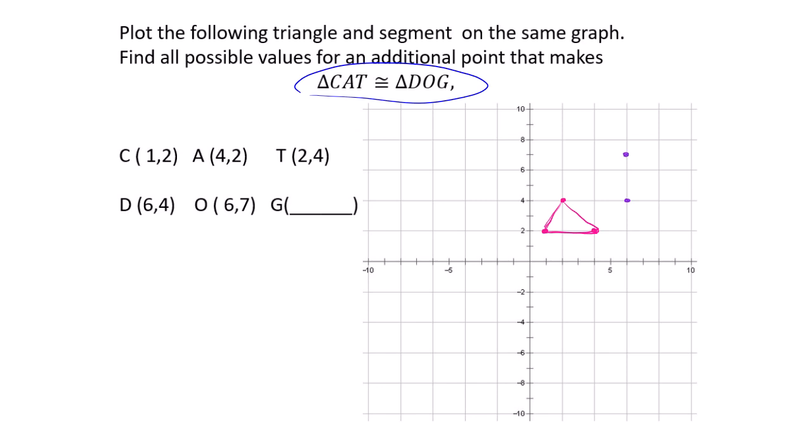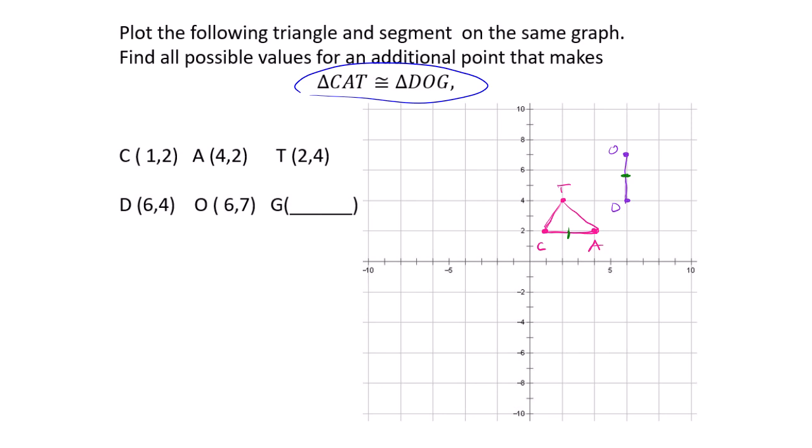Okay, so this side is the only side we know for DO, right? And let me label these. So this is CAT, and then for DO, this is DO. So CA should be congruent to DO. Those should be congruent, and that's the case, right, because this distance is from 1 to 4, so that's 3 units, and from 4 to 7 is also 3 units.